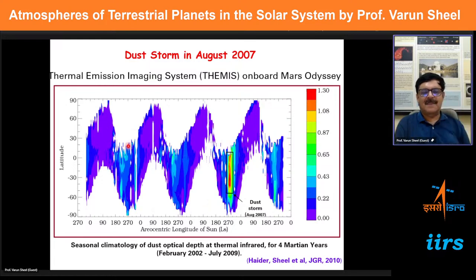And if you see here, these are the typical regions where dust storms would occur, and we try to study through this dust optical depth how much dust loading would have happened in different seasons of Mars. And we do observe that there are global dust storms every 3 years, where this dust optical depth becomes very high.